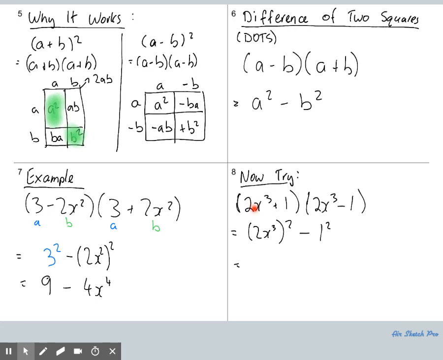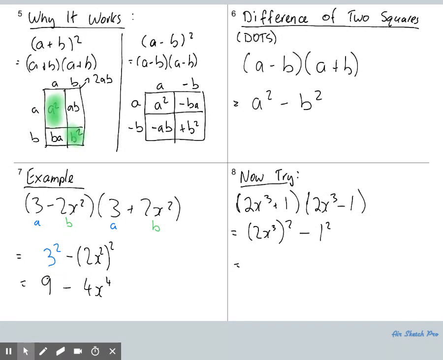Okay, so 2x cubed is like A and 1 is like B. So in this case I've got A plus B times A minus B, but it still is the pattern of dots. It's just that these two have been swapped over positions. That doesn't matter. So it's the same thing. So it's A squared minus B squared. So 2x cubed being like A, I've got 2x cubed in my brackets here and squared it. And 1 being like B, I've gone minus B squared, minus 1 squared, like so. Okay, then the rest is just tricky index law stuff.